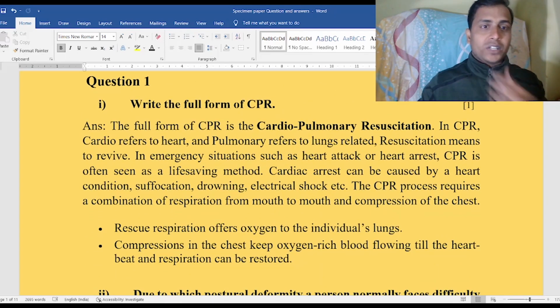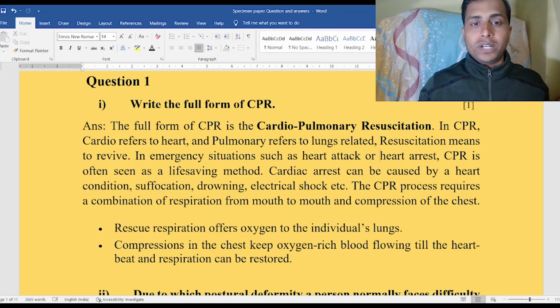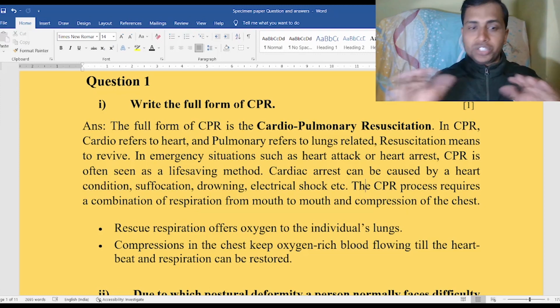As you can see, the first question was: write the full form of CPR. The full form of CPR is cardiopulmonary resuscitation. It means the CPR process requires a combination of respiration from mouth to mouth as well as the compression of the chest.